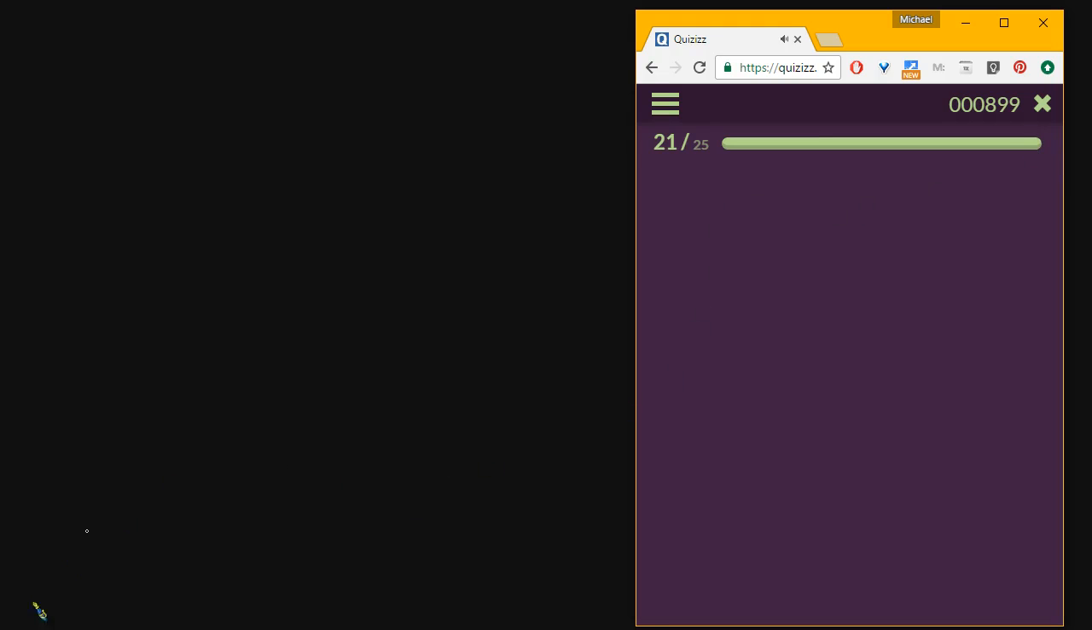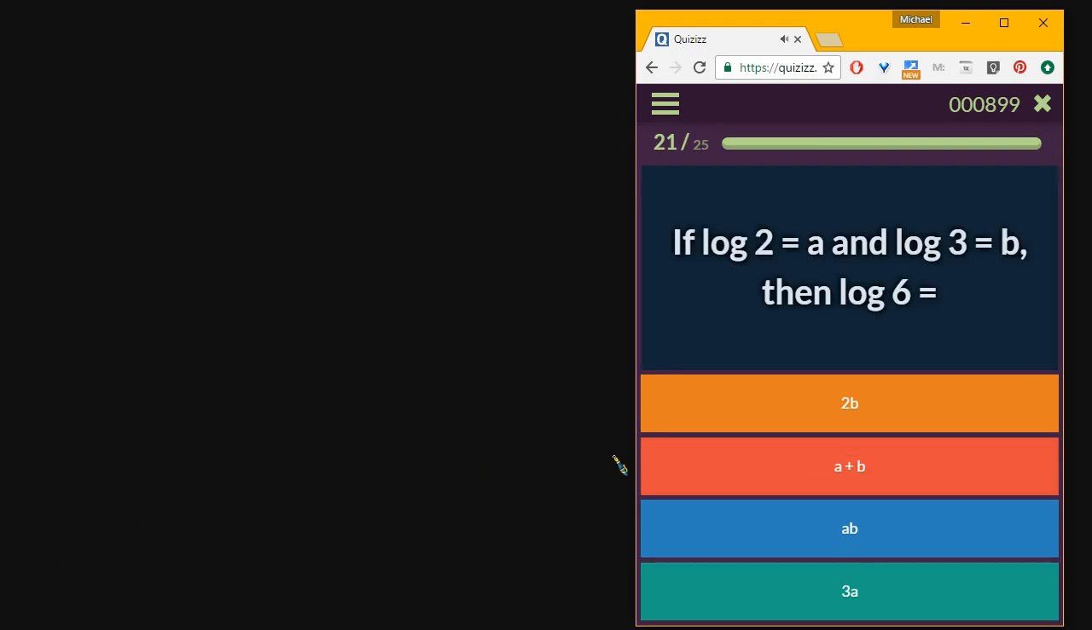All right, had a little trouble there for a second, but I'm back. Okay, so the next thing is, if log of 2 equals a and log of 3 equals b, then log of 6 must equal what? Well, it's one of these things. Now, it looks like they're saying 2 times b, so 2 times b would be 2 times log of 3. So is 2 times log of 3 the same as log of 6? That's what we've got to ask ourselves.